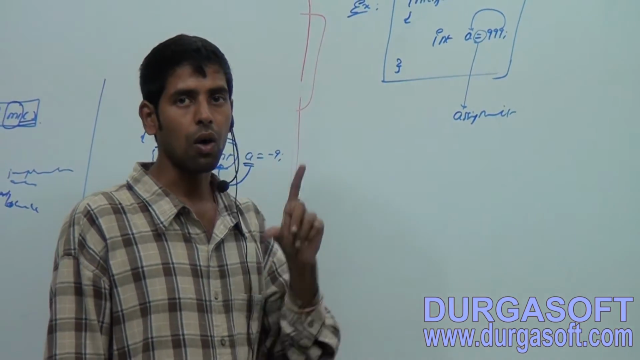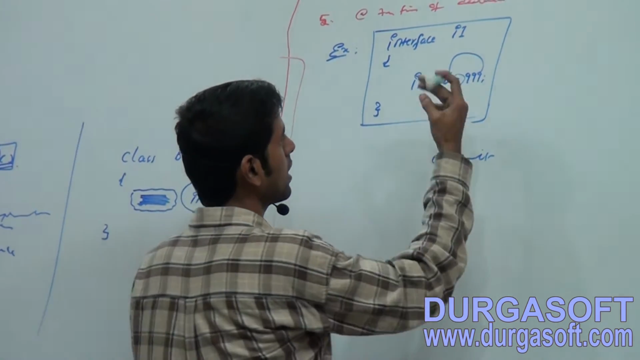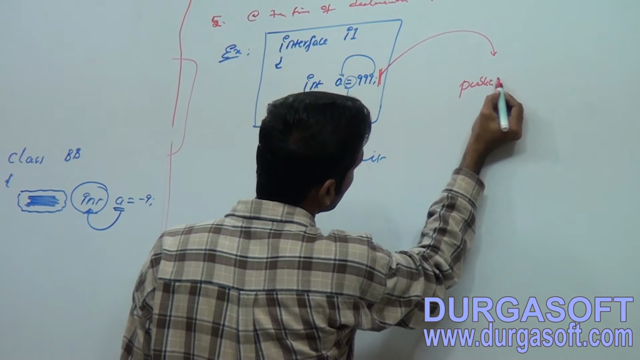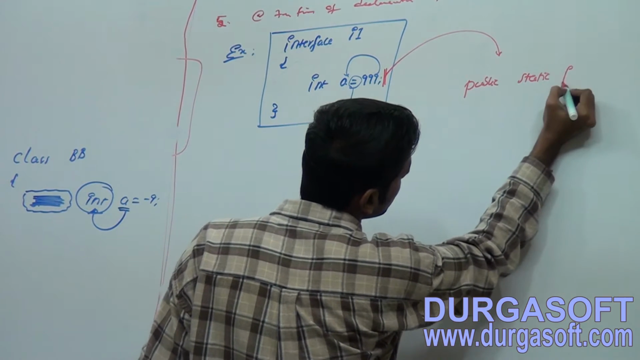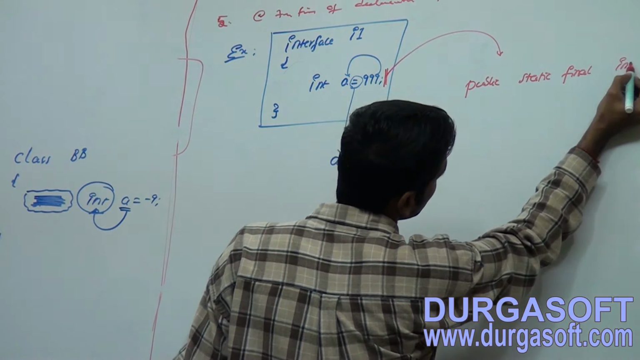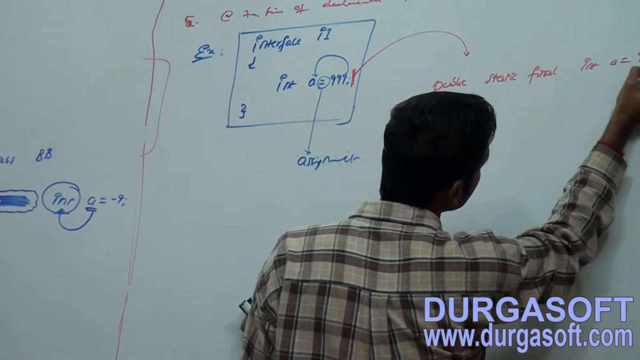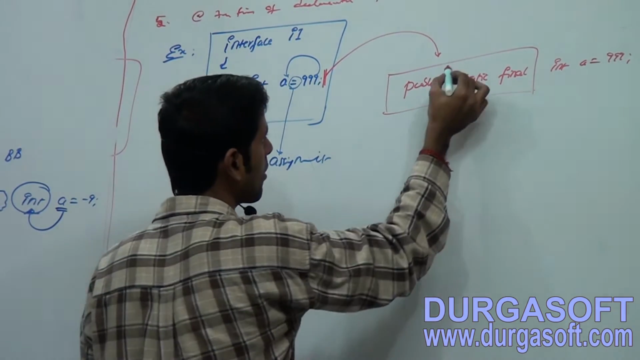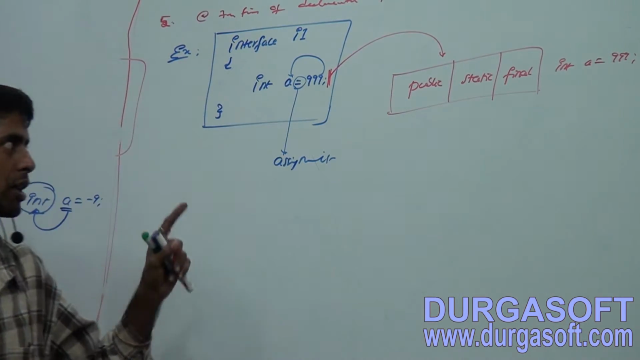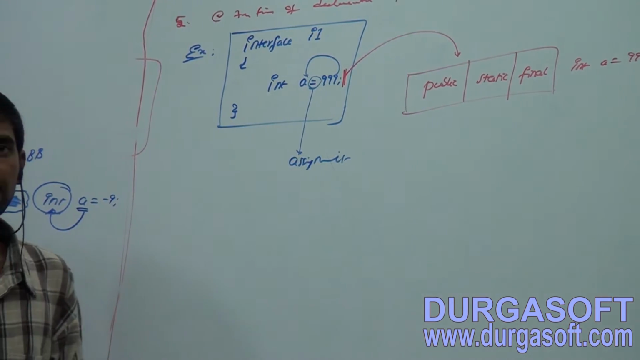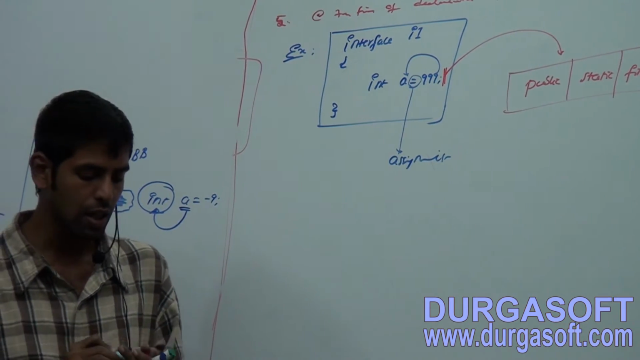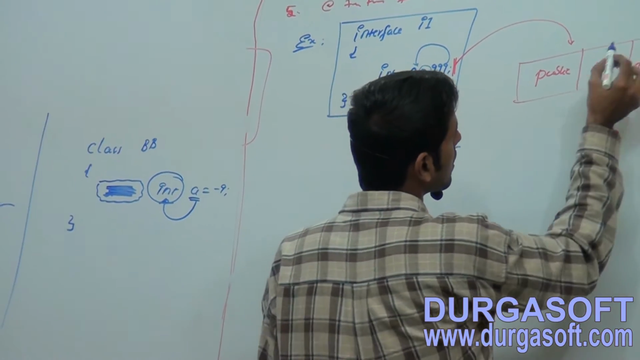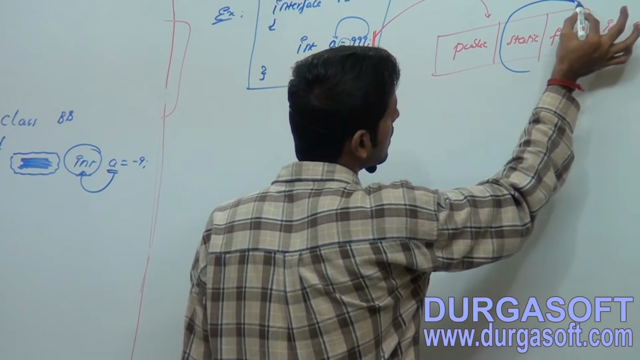By default, all the variables within an interface are what? Public, static, final, right? Yes or no? Yes. To provide some extra features, Sun Microsystems made a particular variable within an interface public, static, final. Okay. Now observe this part. I just want only these two modifiers.